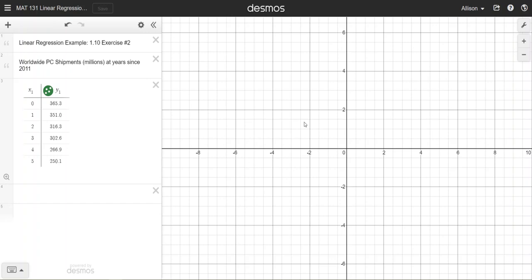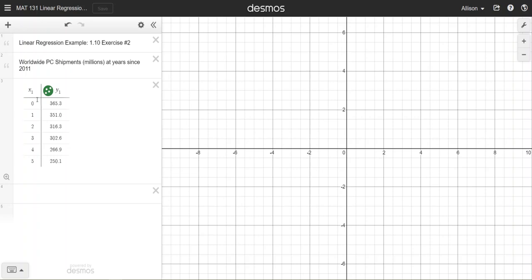This is an example of linear regression. This one comes from our textbook, Math in Action. In section 1.10, it's exercise number 2 on page 96. So we're going to look at this example as an example of linear regression, and it's going to be similar to the linear regression task that you are assigned in project number 7.